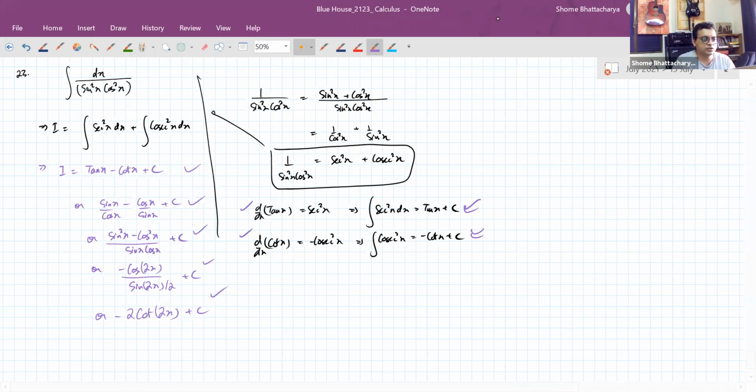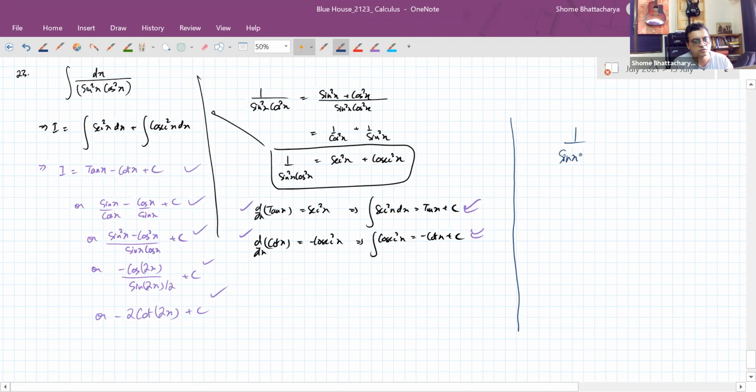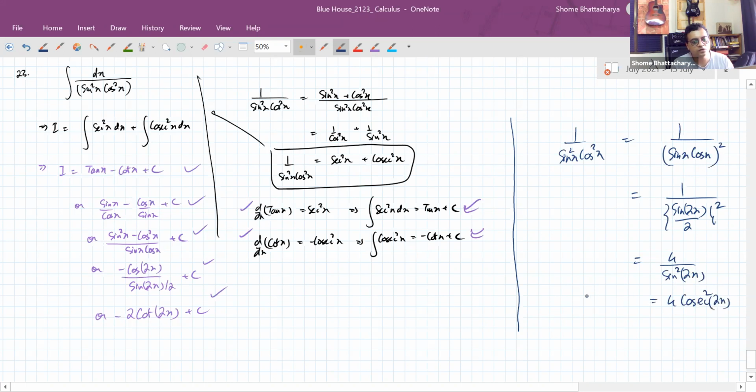So this is one way of doing the question. Another way of doing the question is that I can write this as this. So that is this. Okay. So 4 upon sine squared 2x. So that is 4 cosec squared 2x.